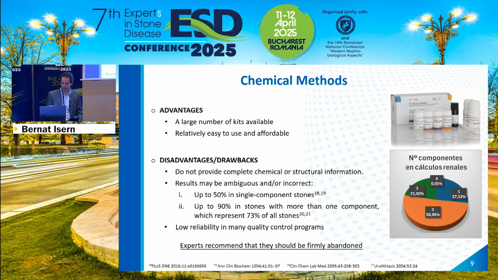As Dr. Isern said this morning, in a sample of more than 40,000 patients, they represent 73% of the total, so it's three quarters. In addition, the chemical method has consistently shown low reliability in many quality control programs. For these reasons, experts in the field recommend that they should be abandoned for the classification of renal stones.